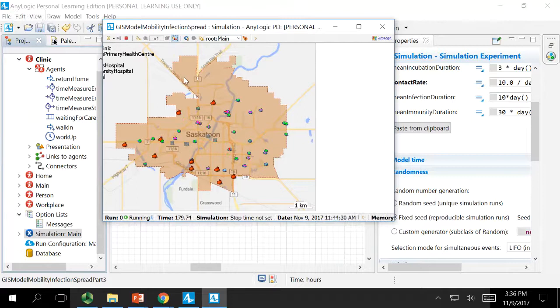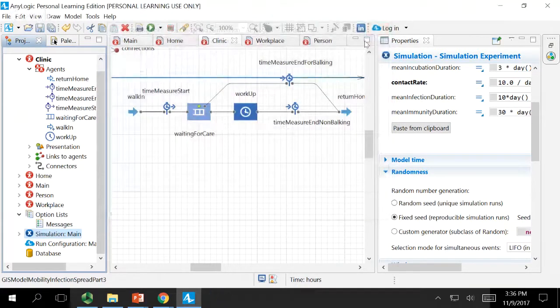Okay, so people are going to the clinic. You could see them here. They're presenting for care at the clinic, and then they are heading home once again. And that's by virtue of that message. Okay, but we're not done yet. That was just adding some balking. Now we're going to do something more.